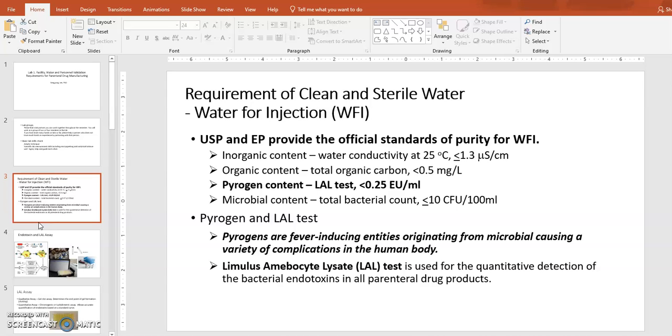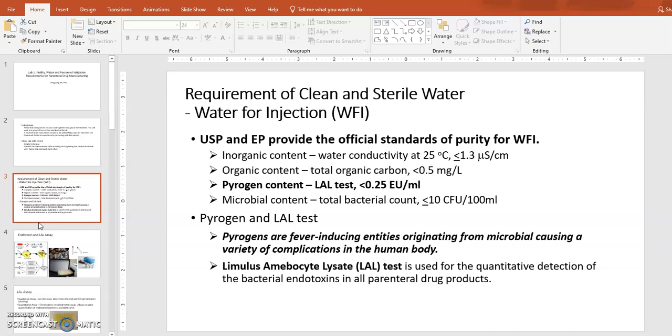Okay, there are different standards in terms of water specification. For example, U.S. Pharmacopoeia says the good water should have these requirements, and European Pharmacopoeia also has some similar requirements as well. If you look at those requirements, the inorganic content, the contaminants, should be a very small quantity.